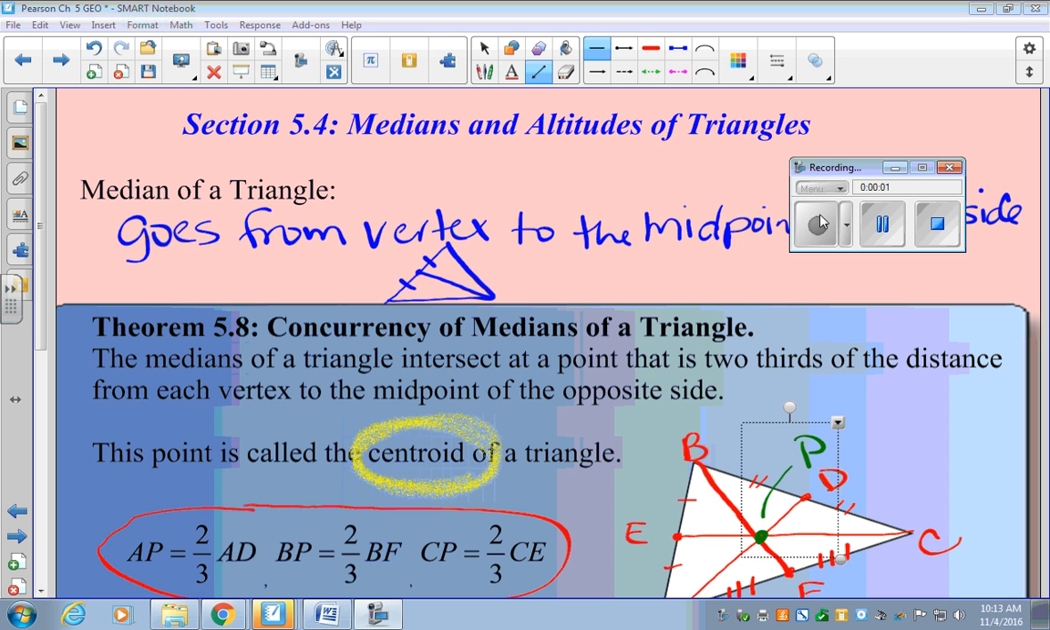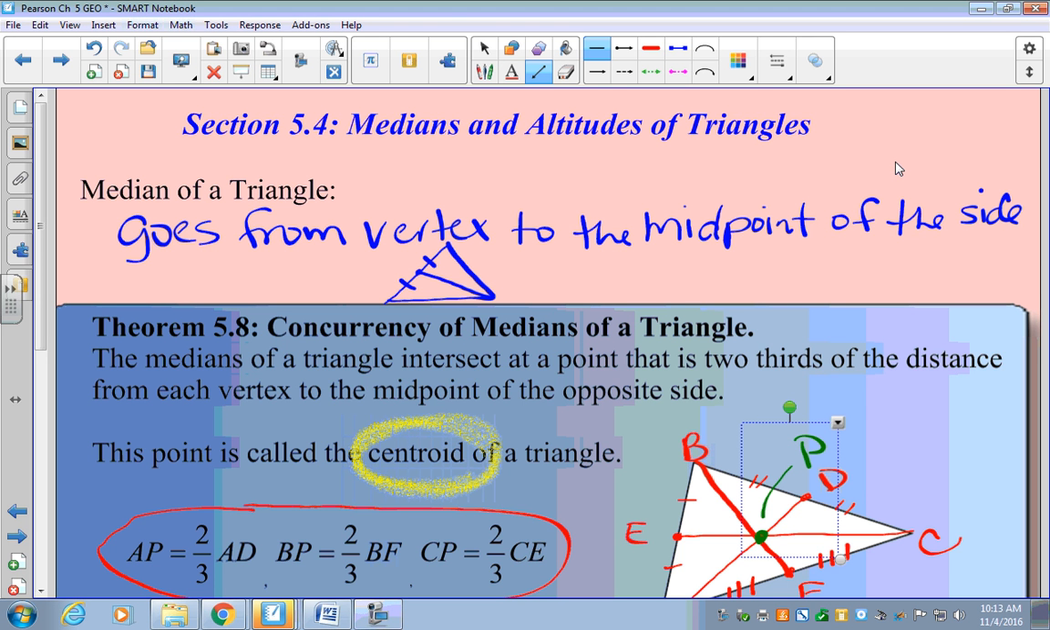This is section 5.4. We're going to talk about medians and altitudes of triangles. The median of our triangle goes from the center of one side to the opposite vertex. Where all the medians meet up, that is called a centroid.